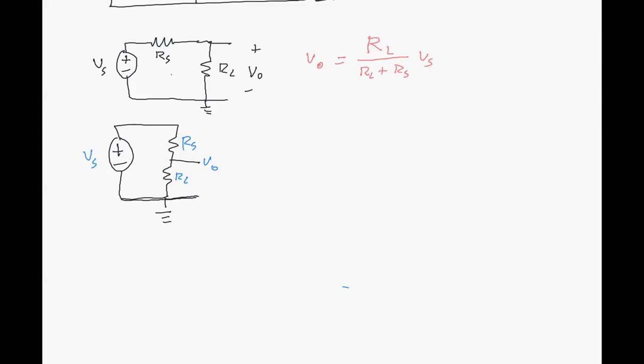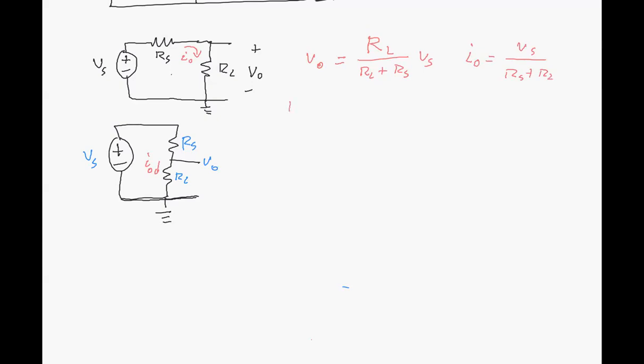And we could also wonder what I out is. I out is flowing like that, or well, the way I've drawn it, I out is flowing through here. So I might have a little sign issue the way I've got it drawn, but anyway, I out is just the source voltage Vs over Rs plus RL. That's the output current.